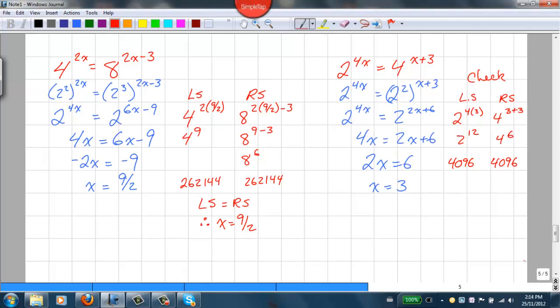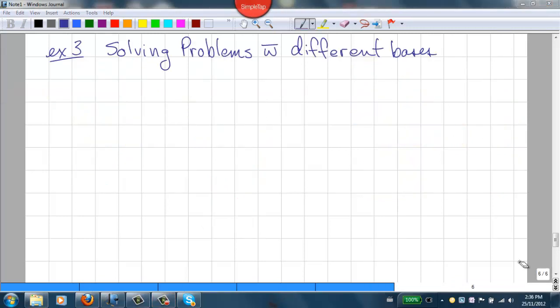And if you checked out the last question there, you'll notice that we get a solution of x equals 3, and that left side equals the right side. So yes, in fact, our solution is correct. In example 3, we're going to look at solving problems with different bases by systematic trial.